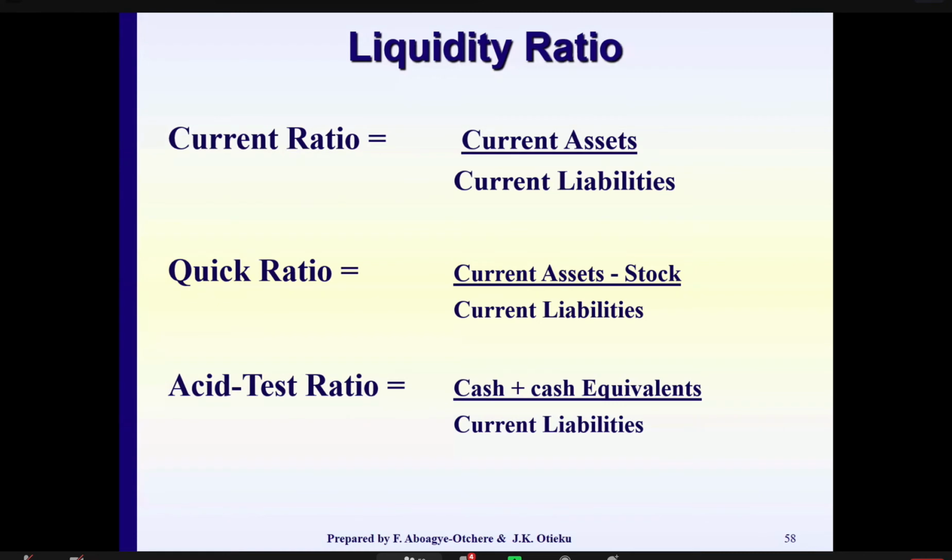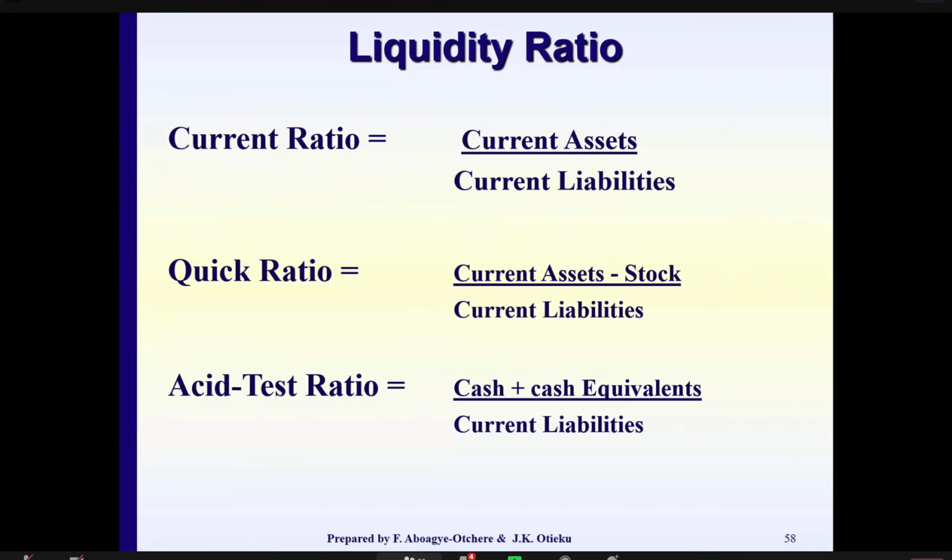Now, if you have more current assets than current liabilities, say 2:1, then we say that the entity is liquid. But if you have 0.8:1, then it means that for every cedi of current liability, you cover it only 80%, which may mean that you are illiquid. So when the ratio is high, then it is good. 2:1 is good. When the ratio is low, it is bad because you are not covering your current liabilities.